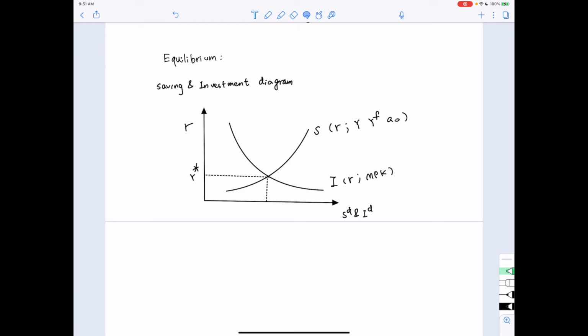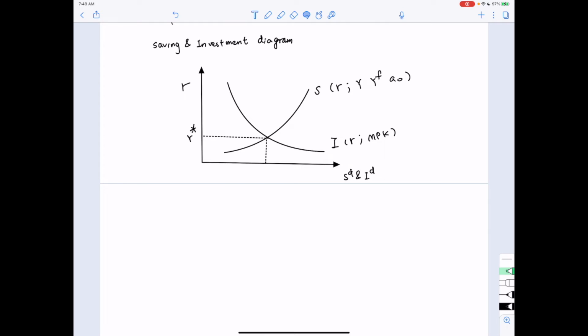Up to this point, we have been talking about the equilibrium of the goods market under the assumption that there is no government. But what if there is a government operating in the economy? Let's take a look at the case where we add government and see how that affects the outcome of the goods market equilibrium.